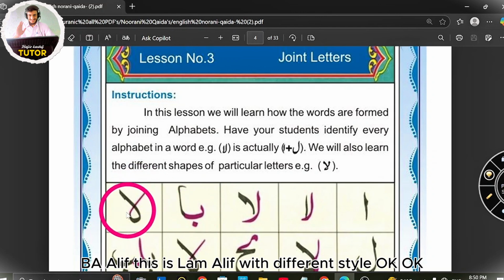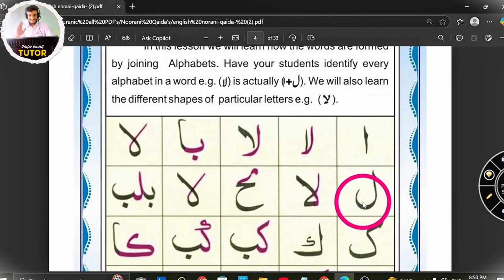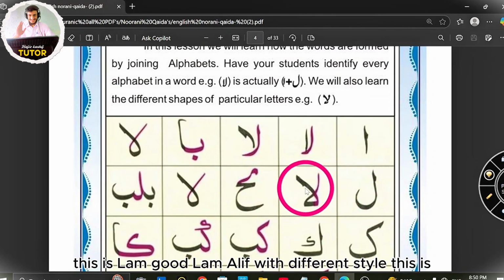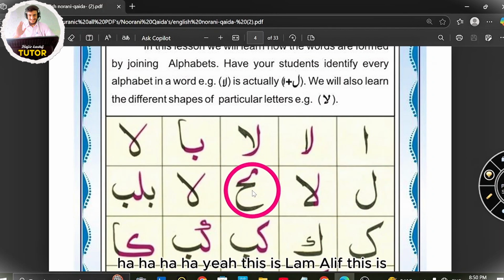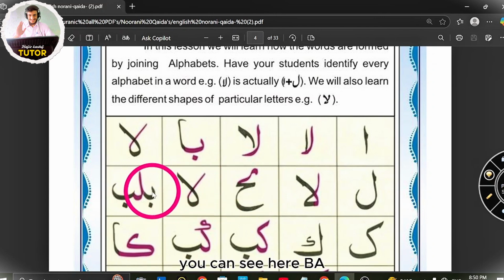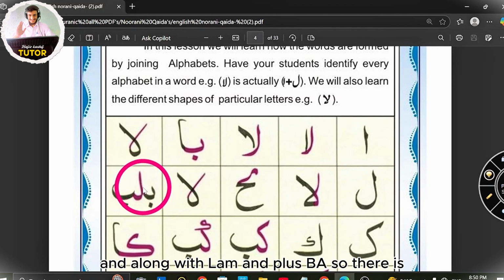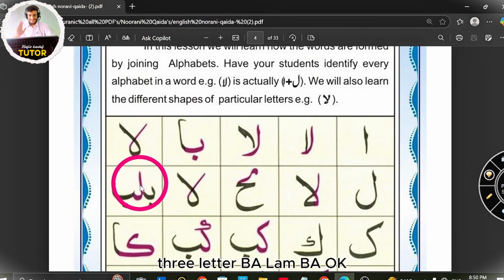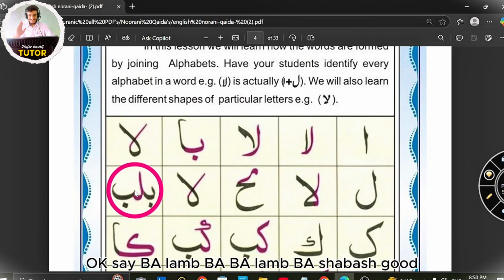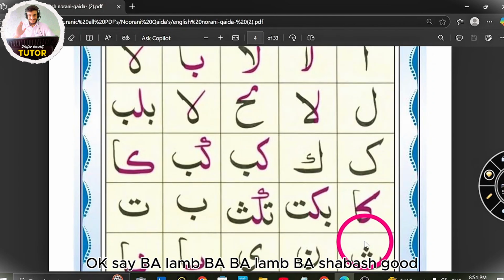This is lam alif with a different style. This is lam. Good. Lam alif with a different style. This is ha. Yeah, this is lam alif. You can see here ba along with lam plus ba, so there are 3 letters: ba, lam, ba. Say ba, lam, ba. Shabash. Good.